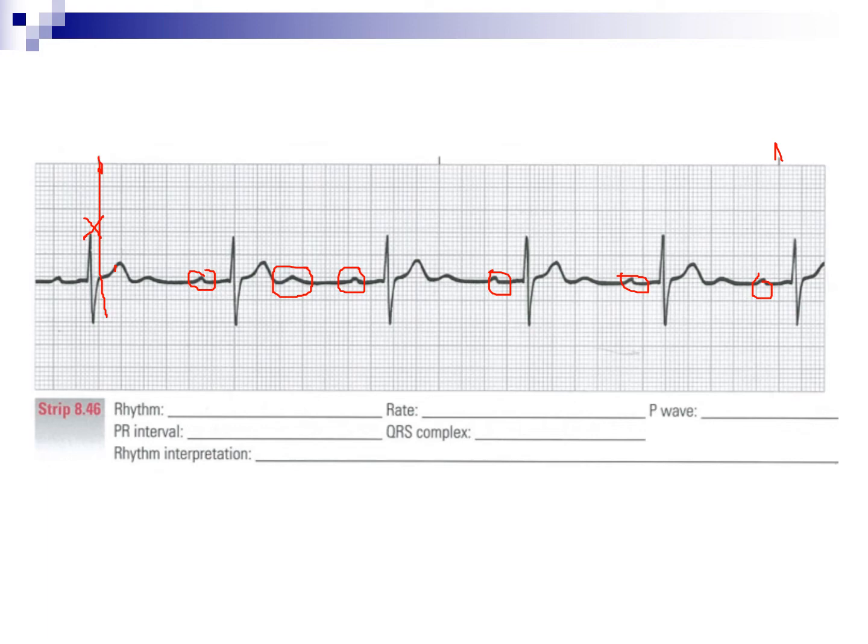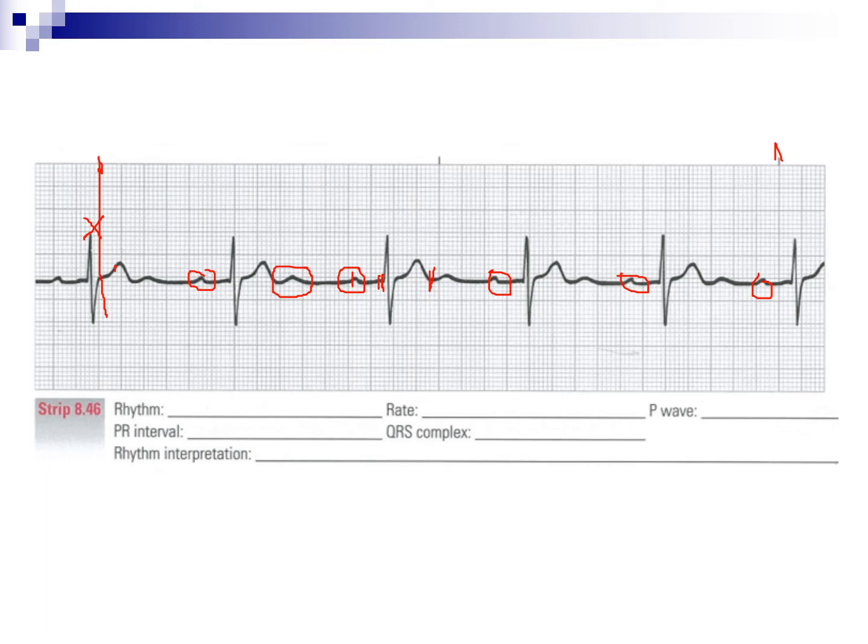The PR interval is long, it's 0.28, so from beginning of the P to the beginning of the QRS, that is 0.28. Your QRS is within normal limits, 0.08 to 0.10. Your QT is from the beginning of your QRS to where it comes back to the isoelectric line, and that is 0.40.